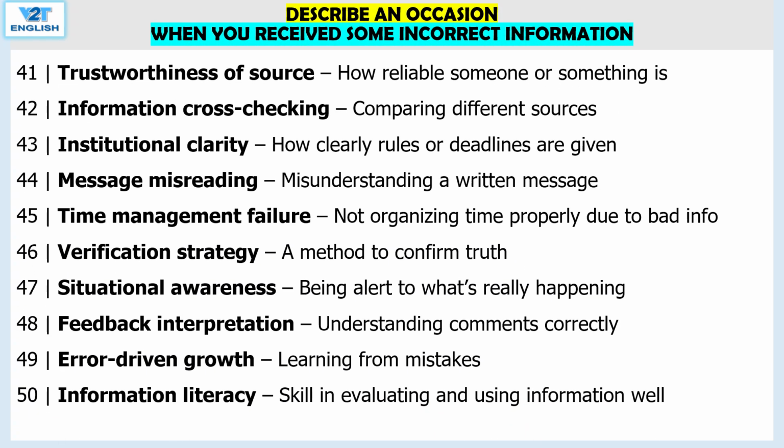41. Trustworthiness of source, how reliable someone or something is. 42. Information cross-checking, comparing different sources. 43. Institutional clarity, how clearly rules or deadlines are given. 44. Message misreading, misunderstanding a written message. 45. Time management failure, not organizing time properly due to bad info.